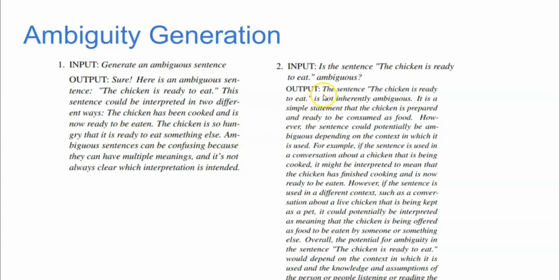But interestingly, when the same ambiguous statement was sent to the model again, the output was quite interesting. It said that the sentence "the chicken is ready to eat" is not inherently ambiguous. So that is quite strange, and it sort of shows lack of consistency of the ChatGPT model and lack of self-confidence too.